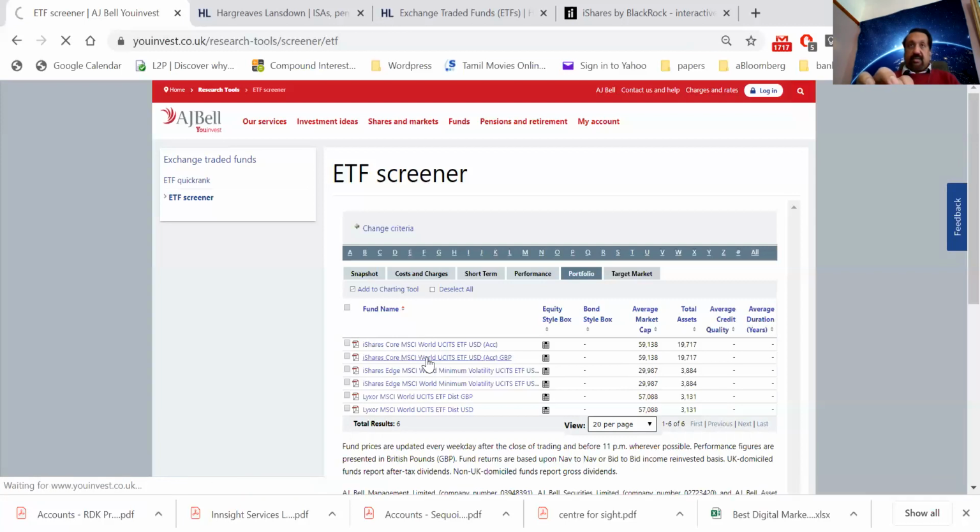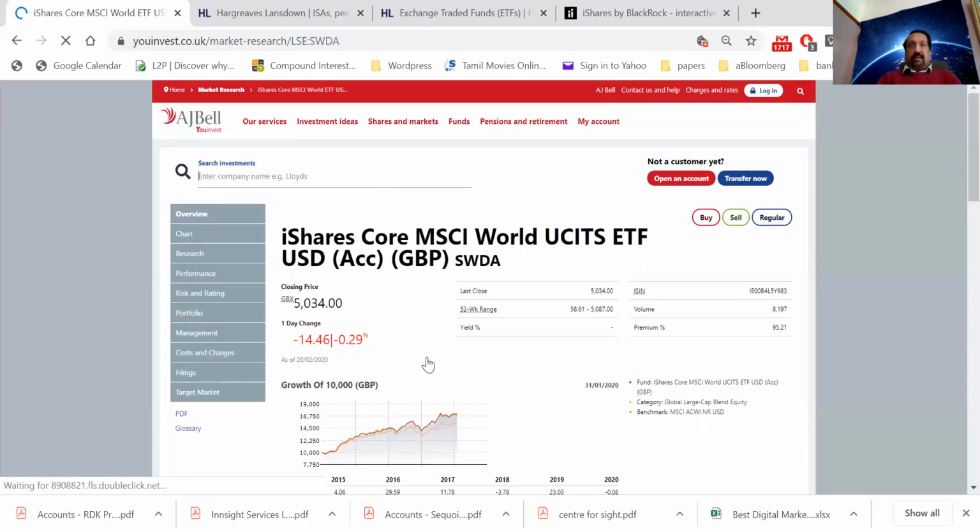And you're going to come up with another screen. There we are. So this is the screen which comes up when you click on that. It's pretty busy here, so you need to know how to navigate the screen.